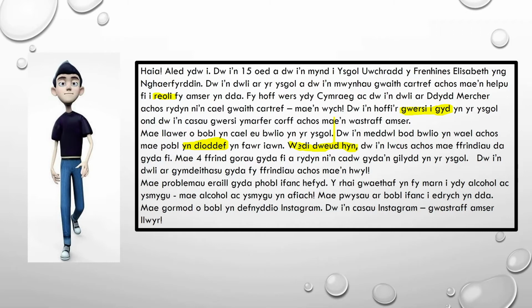Dwi'n lwcus achos mae ffrindiau da gyda fi. Mae 4 ffrind gorau gyda fi, a rydyn ni'n cadw gyda'n gilydd yn yr ysgol. So he has 4 best friends, ffrind gorau. Dwi'n dwlu ar gymdeithasu gyda fy ffrindiau achos mae'n hwyl. Gymdeithasu, to socialise.